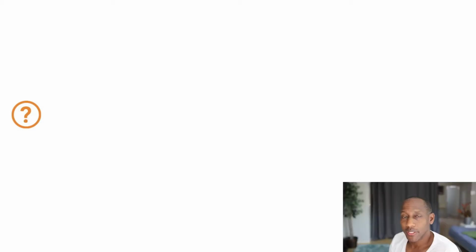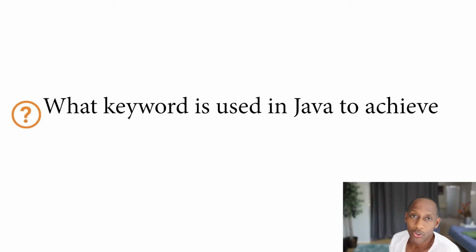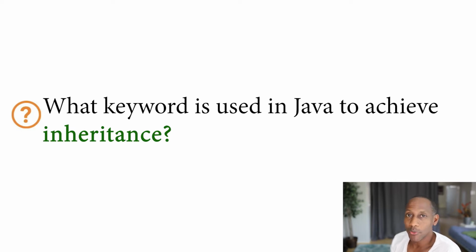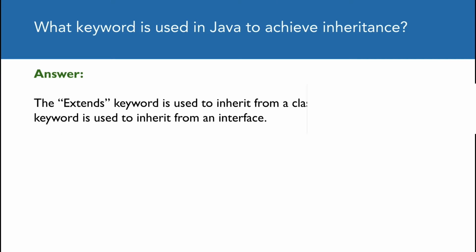Now, our second question is, what keyword is used in Java to allow you to perform inheritance? If you've done some Java coding, you probably already know this. It's probably easy. But if you're new to Java and you're just getting started, maybe you don't know yet. Extends is the keyword used to inherit from a class. So this could have been a trick question in a way because some people might think implements, but that's used for an interface.